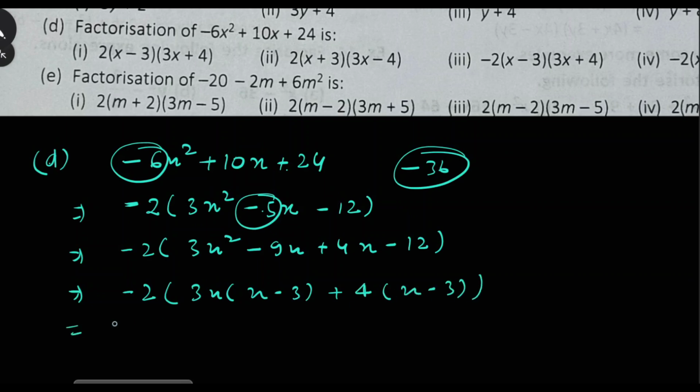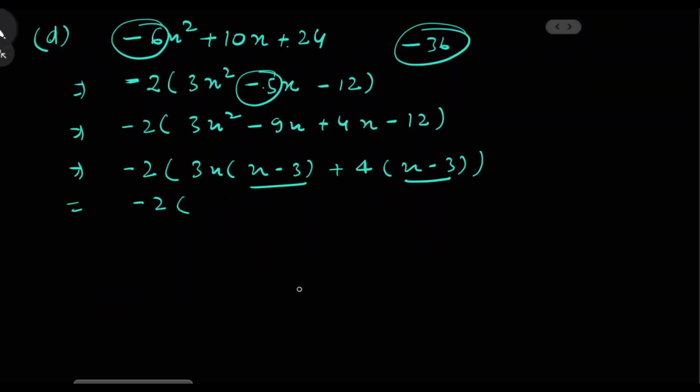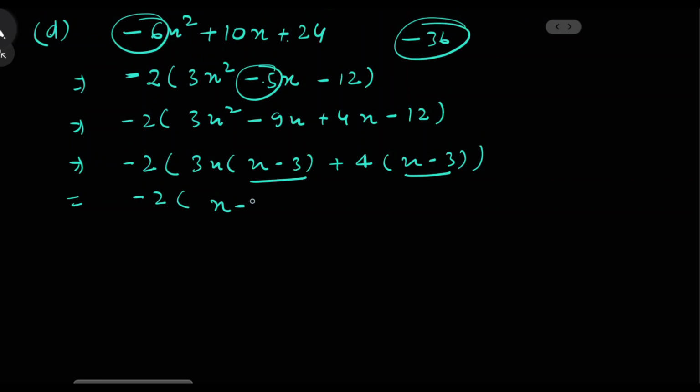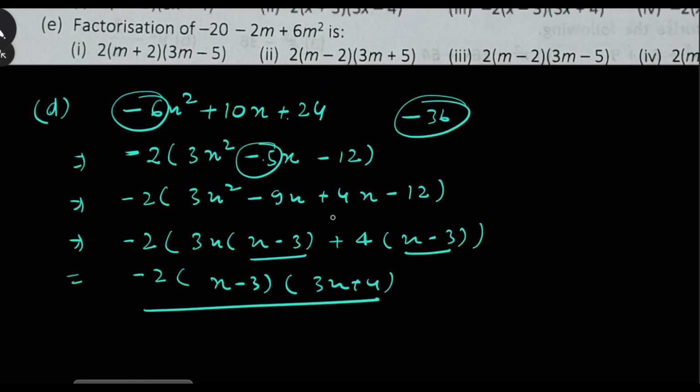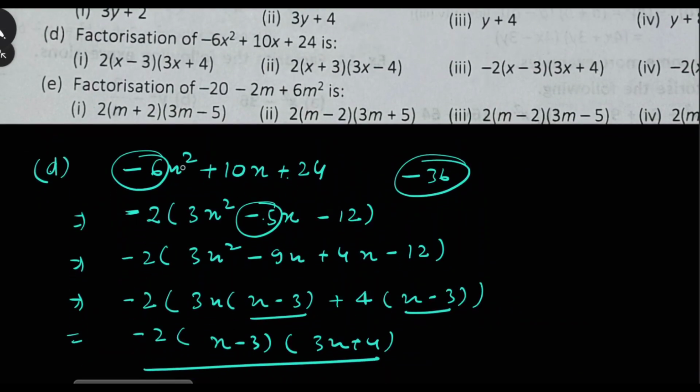Okay, so now taking minus 2 and x minus 3 as common, you will write it like this: x minus 3, and here will be 3x plus 4, and here is your answer. Let us see which option is correct. So the option minus 2x minus 3 into 3x plus 4, option number 1, is correct.